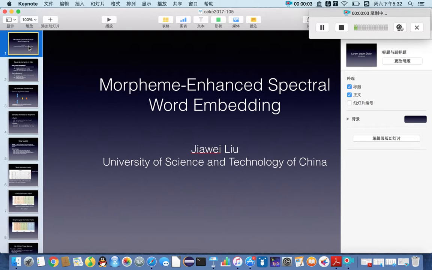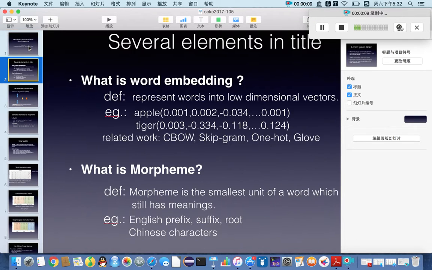Hello everyone. Today my topic is morpheme enhanced spectral word embeddings. First, we need to introduce some elements in the title. The first is, what is word embedding?